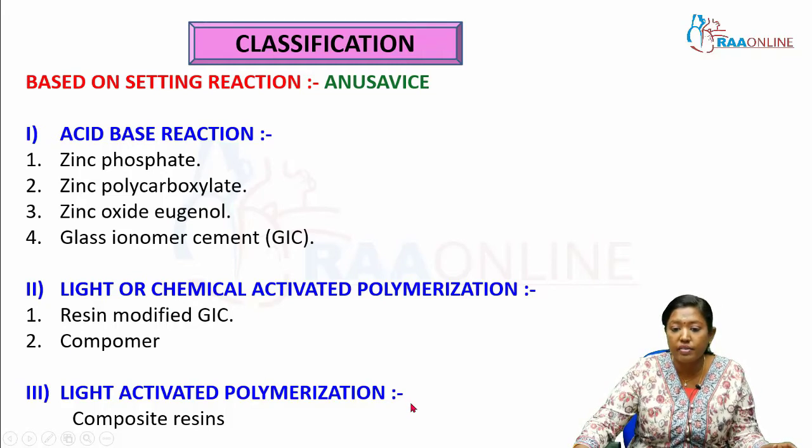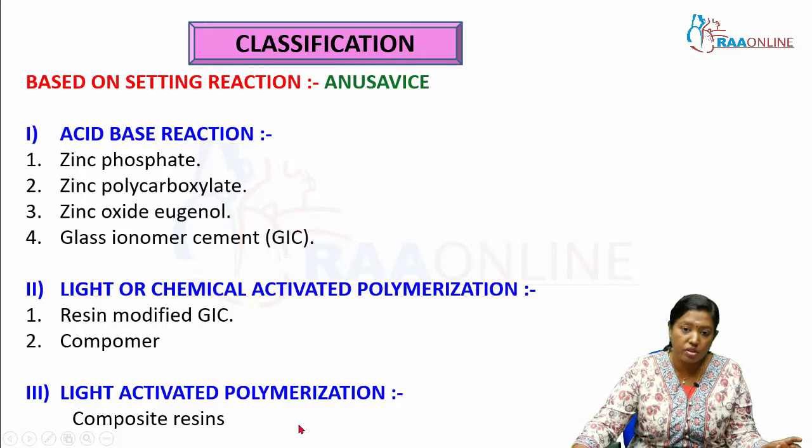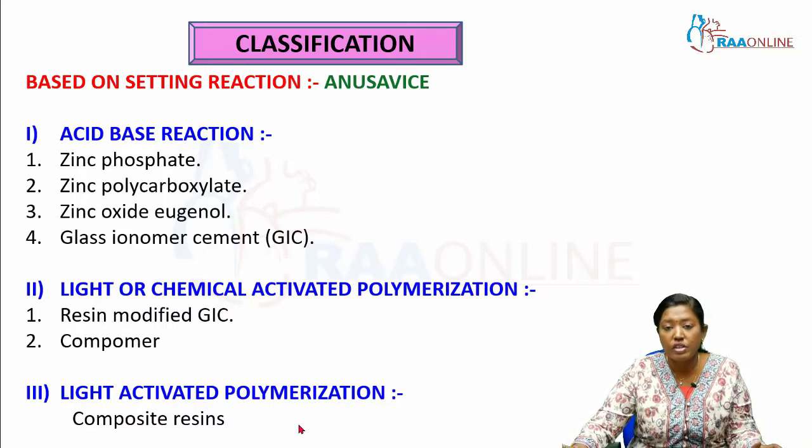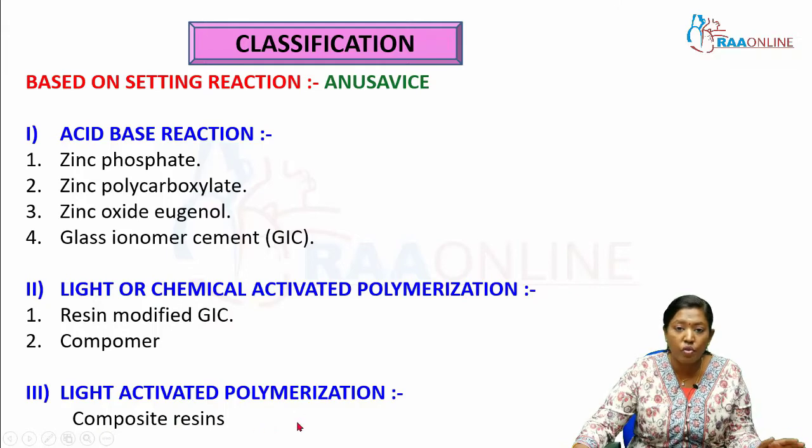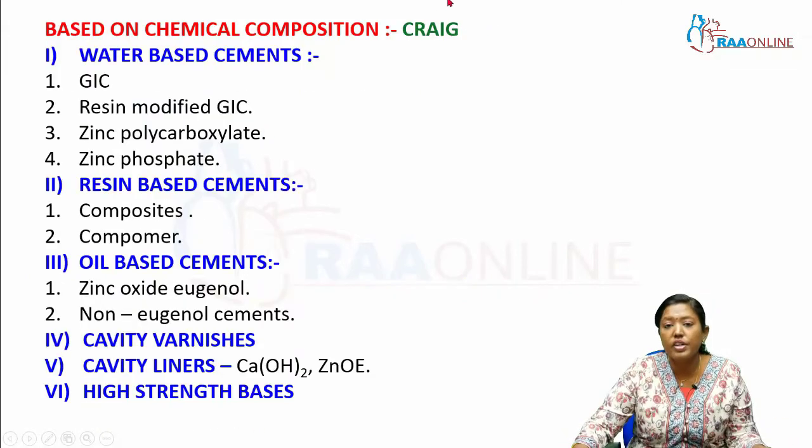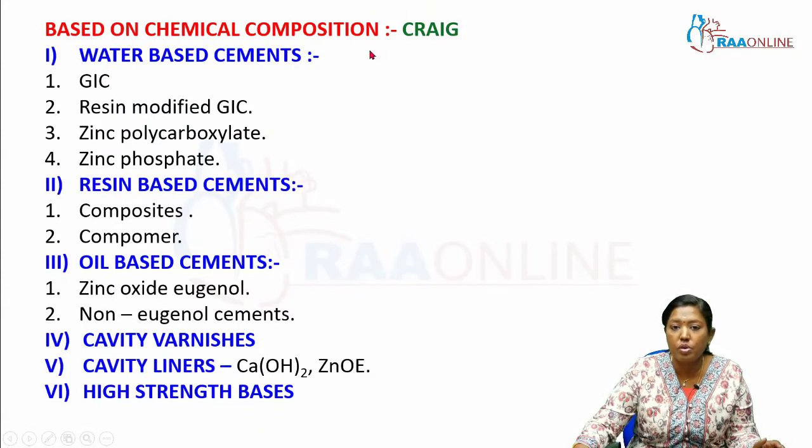Coming to the light activated polymerization setting reaction, that is mainly, as you already know, your composite resin restorations, which set by light activated polymerization. You have to show your visible blue light, depending upon whatever light curing unit you are going to use, and it sets at that particular wavelength, 400 to 500 nanometers, and you get your hard composite mass. Another classification is given in the textbook of dental materials by Craig, which is based upon the chemical composition.